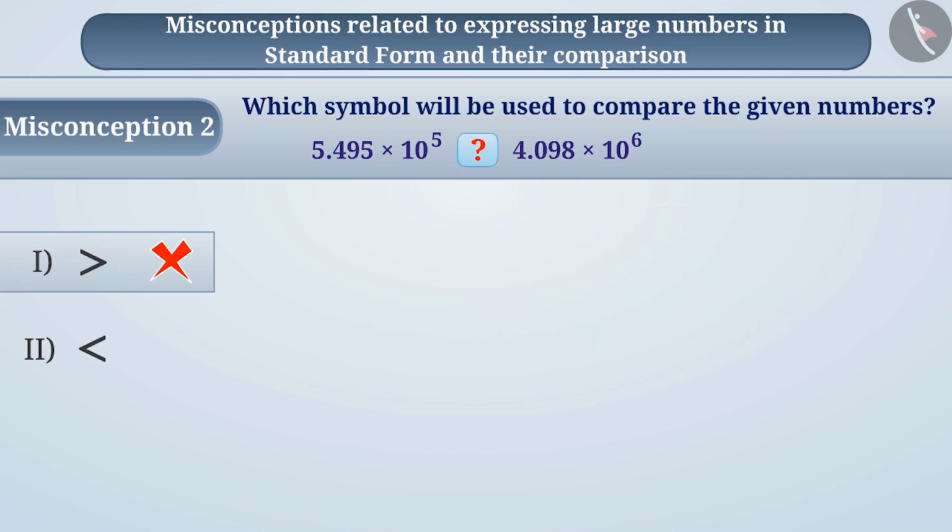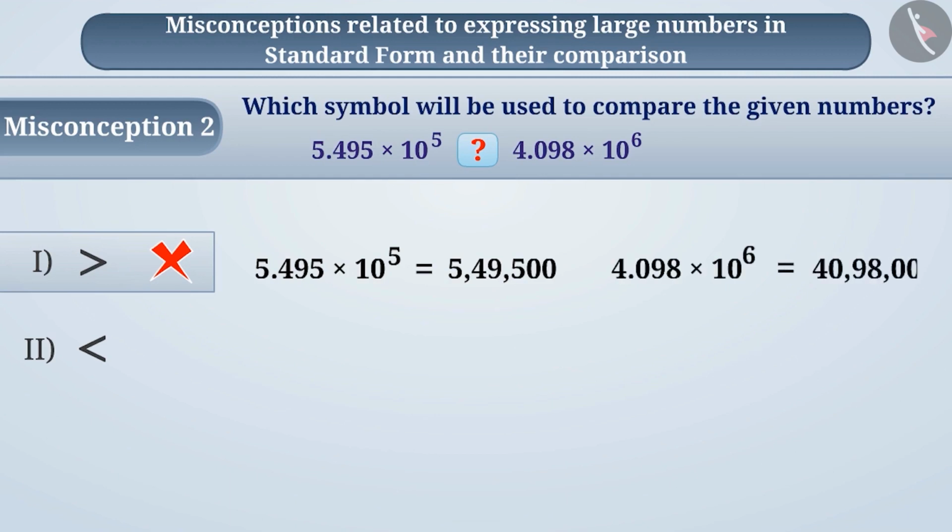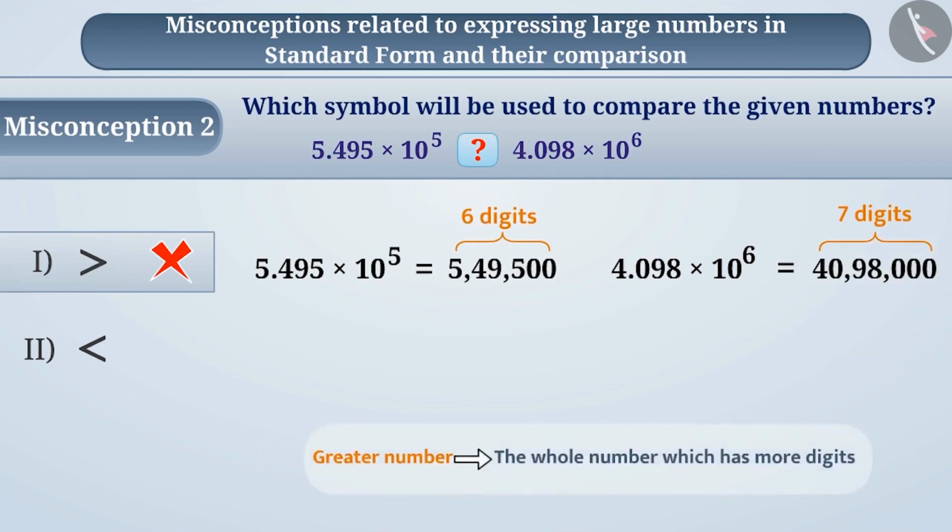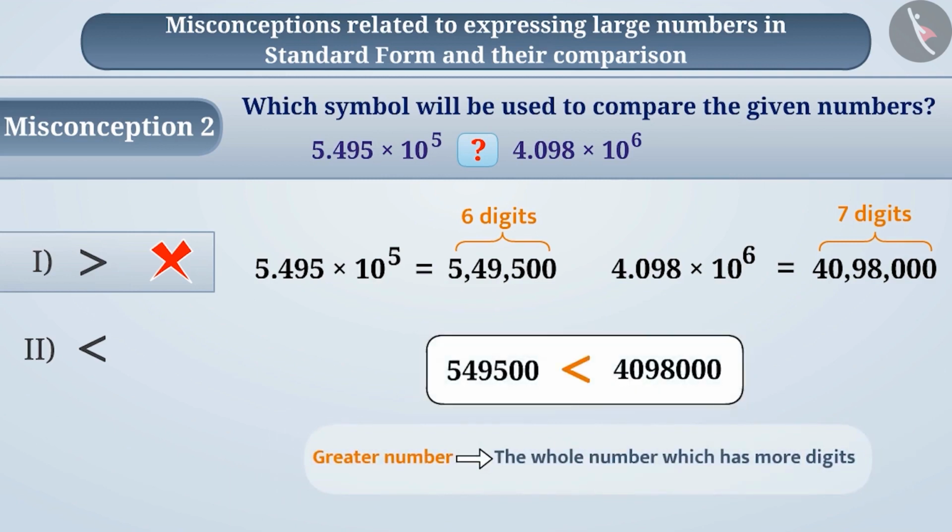Let's understand this better. We can write 5.495 into 10 to the power of 5 like this. Similarly, we can write 4.098 into 10 to the power of 6 as 40,98,000. Now, if we compare both numbers, we can see that the first number has 6 digits while the second number has 7 digits. And you must know that the whole number which has more digits is the greater number. Therefore, the second number is greater. Hence, the correct answer to the given question is option 2.